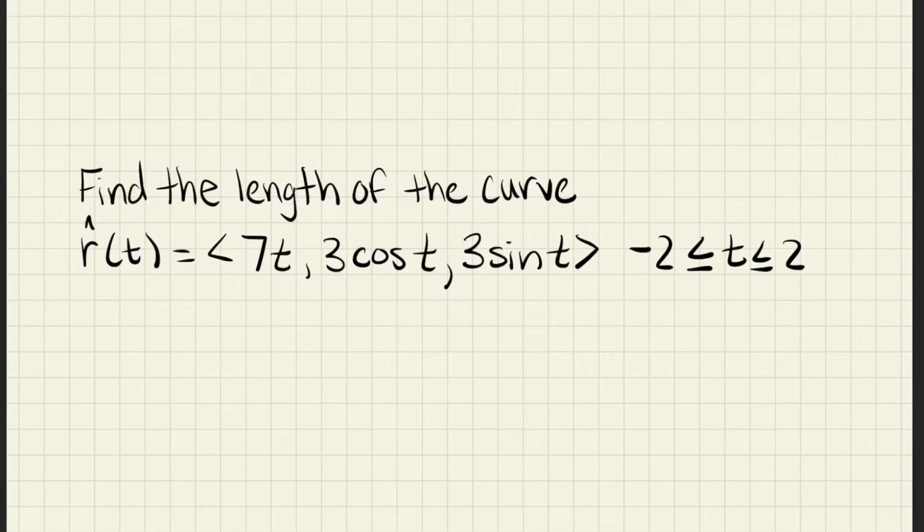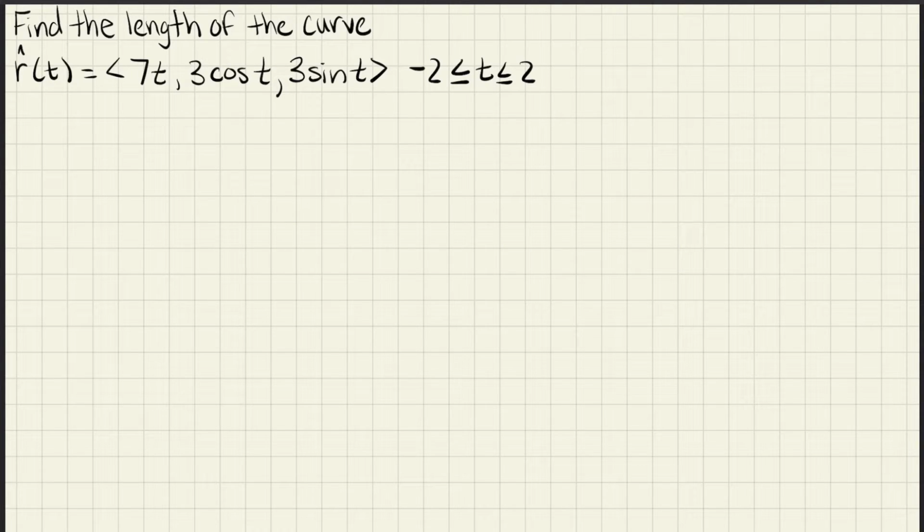All right, we have a question here that says, find the length of the curve of the vector function r of t with the parameters for t being between -2 and 2. I'm going to go ahead and write out our equation for finding the length of a space curve, which is L equal to the integral from a to b of the magnitude of our vector function, dt.